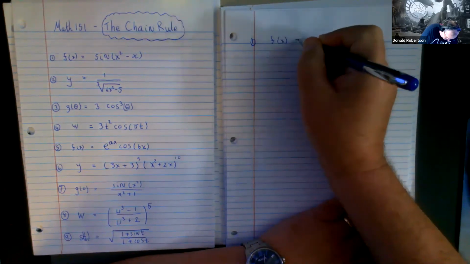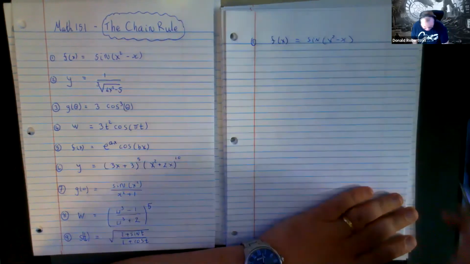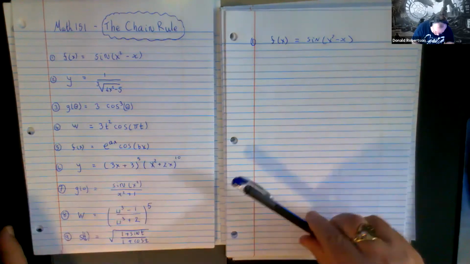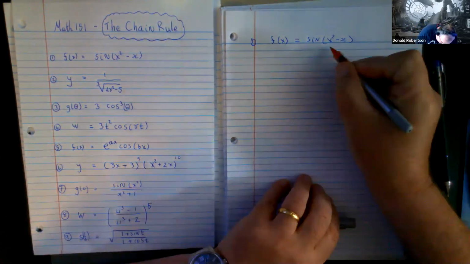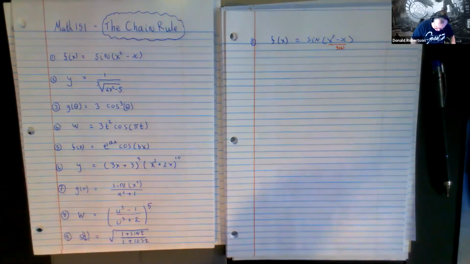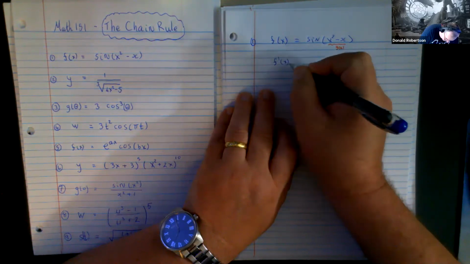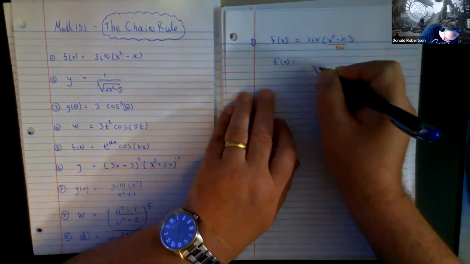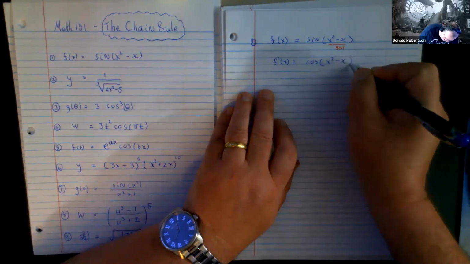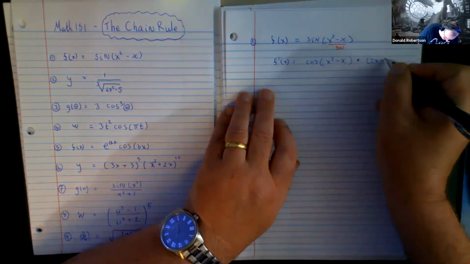This is our first one, just a nice warm-up one. When I look at that, I see the sine of something. So this guy here is like the g of x. The g of x is the something. So you differentiate the sine of something, you will get the cosine of that something, and then you finish with times the derivative of that something.